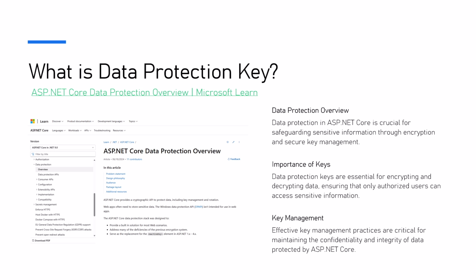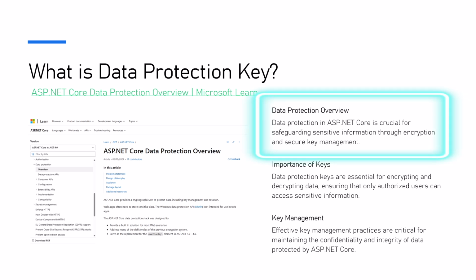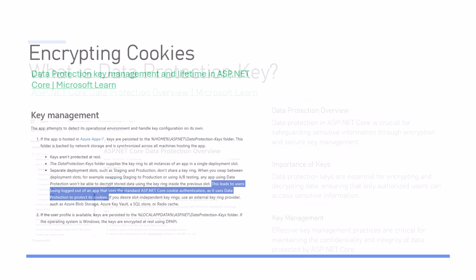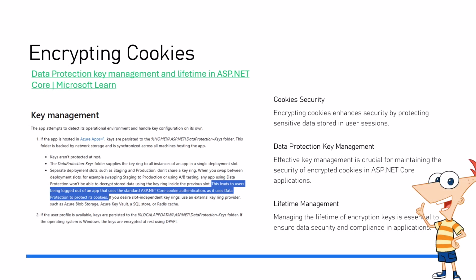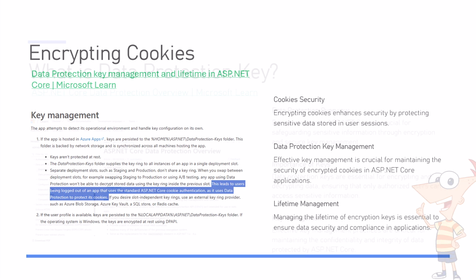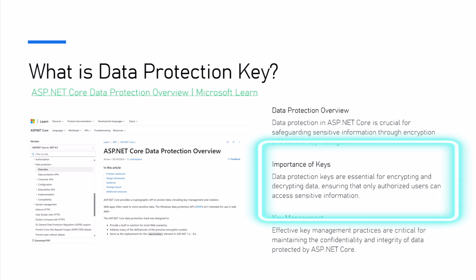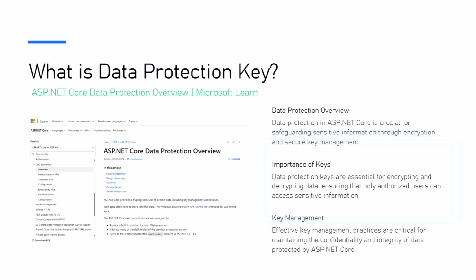Now, a brief overview. Data protection in ASP.NET Core is crucial for safeguarding sensitive information through encryption and secure key management, which means if I am using cookie based authentication for my web app or web API based application, those cookies will contain user session information and I want to keep them encrypted. And for that, the data protection key will be used. The importance of keys is that they are essential for encryption and decryption of sensitive data, ensuring that only authorized users can access sensitive information, which will be our web app.